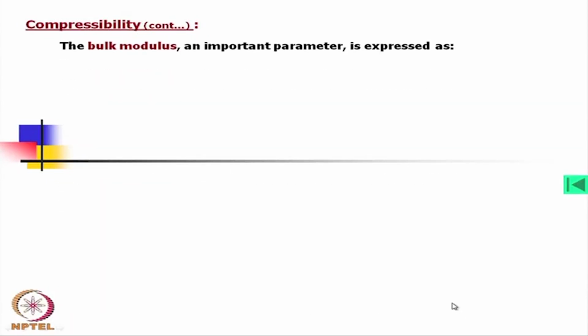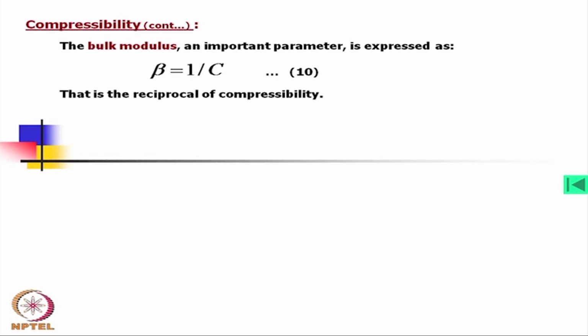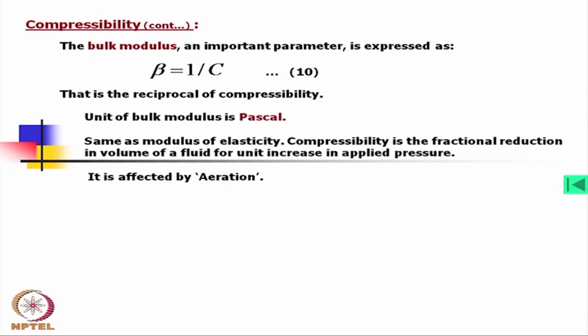Then the bulk modulus, an important parameter which I have mentioned, is expressed as beta is equal to 1 by C. This is the reciprocal of compressibility. The unit of bulk modulus is Pascal, as I have already discussed. Same as modulus of elasticity, compressibility is the fractional reduction in volume of a fluid for unit increase in applied pressure.